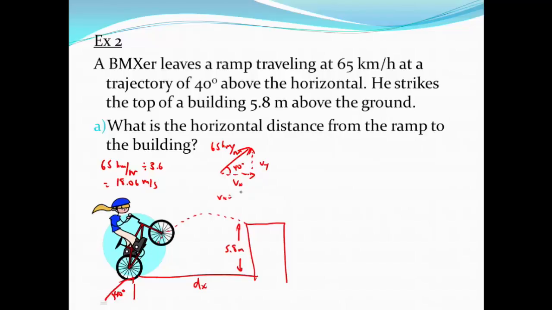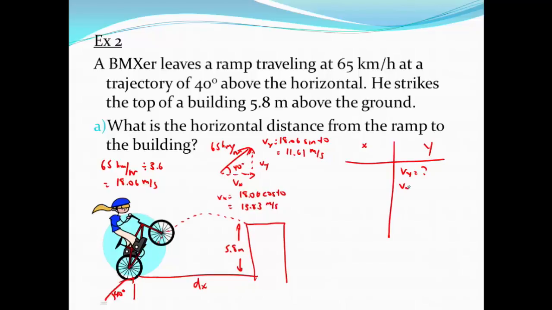Vx is equal to 18.06 cosine 40, which is going to be equal to 13.83 meters per second. Vy is equal to 18.06 sine 40, which is equal to 11.61 meters per second. So we have our components, we have the strategy that we have to use, now it's just a matter of getting it done. I'm going to break this up into two ideas, y and x. In the y, we don't know what the final velocity is, but we do know that the initial velocity is 11.61.